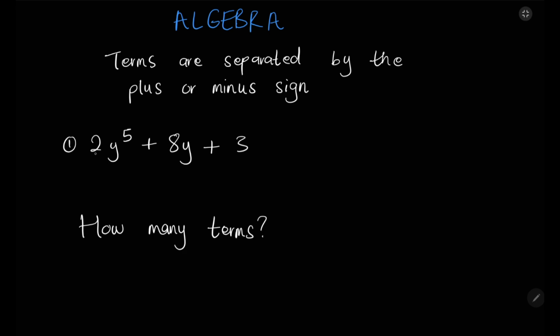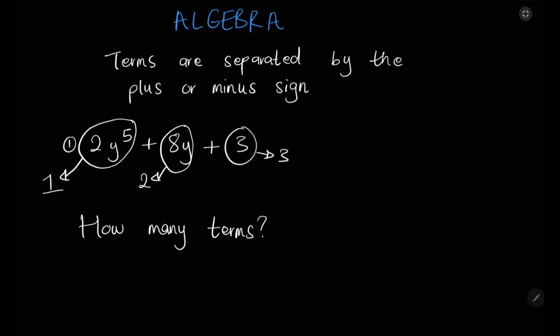Let's check. You have 2y to the power 5 plus 8y plus 3. So you're always looking for a plus or minus sign. This is the first term, term 1, plus 8y, that is term 2, plus 3, that is term 3. So how many terms do we have here? We have 3 terms. That will be your answer.